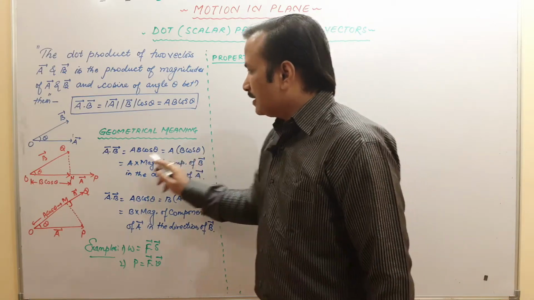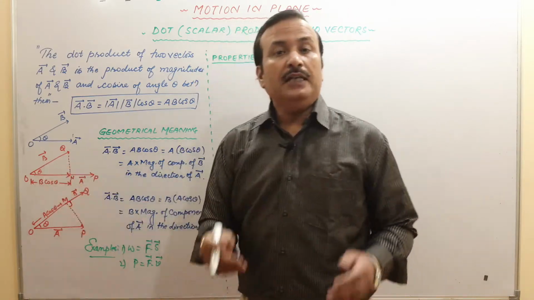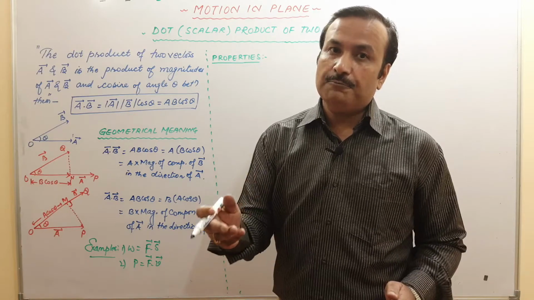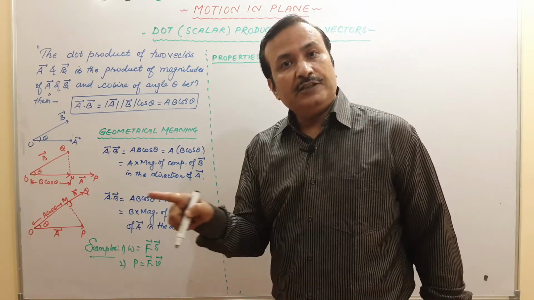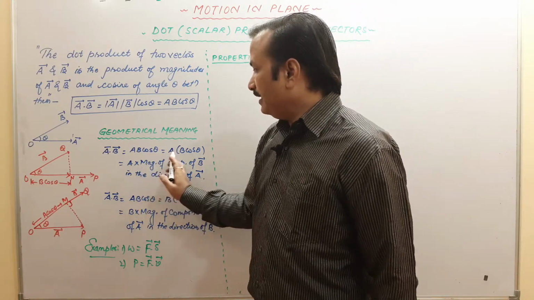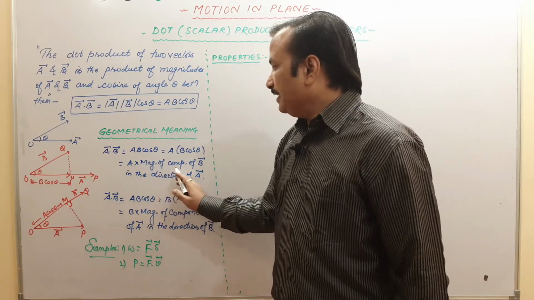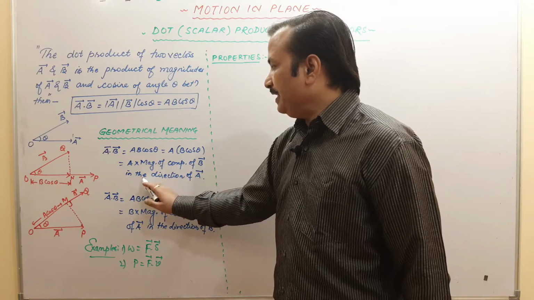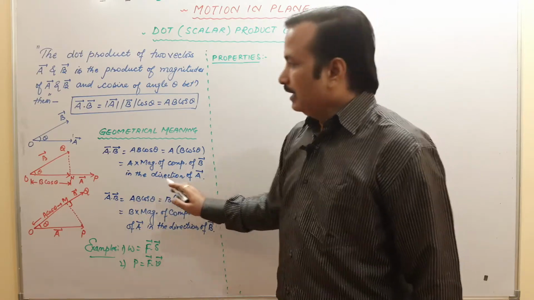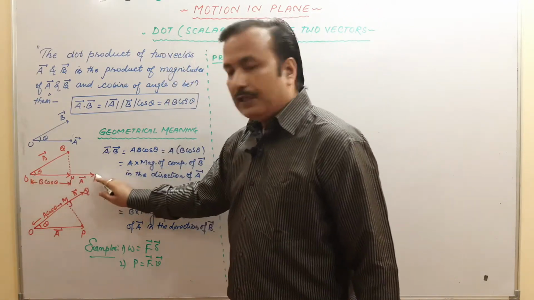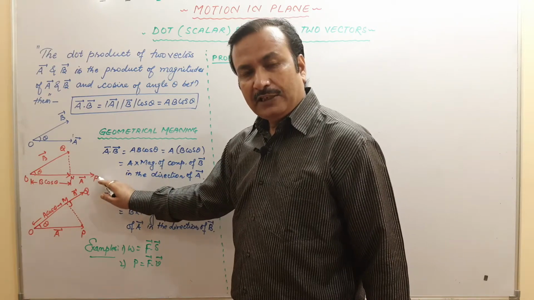Now what is this B cos theta? You see, it is nothing but the component of the vector B. कहाँ पर? In the direction of A. So what we can write? It is A, that is magnitude of A vector, into magnitude of component of vector B in the direction of A. हमने अभी यहाँ पर परपेंडिकुलर डाला है A वेक्टर के ऊपर.